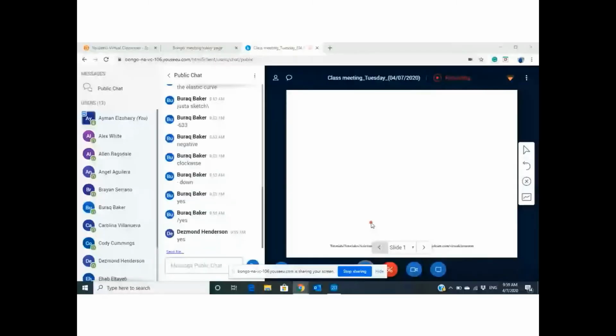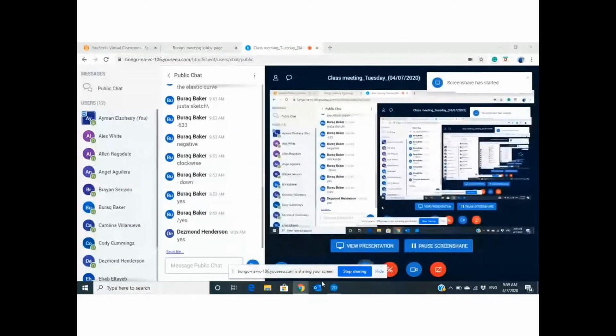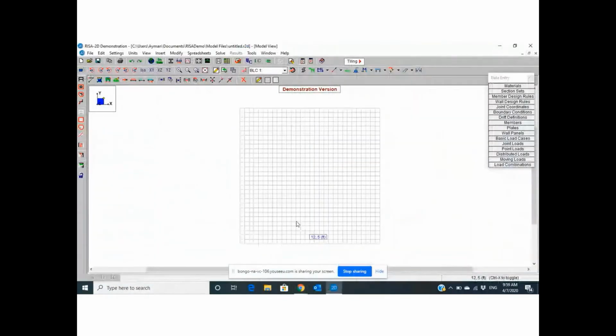I would like to start using RISA to solve the first problem in your note. We have a truss, looks like triangle. The angle is 5 inch times 5 inch times quarter, double angle. And we have one concentrated load, 150 pounds.